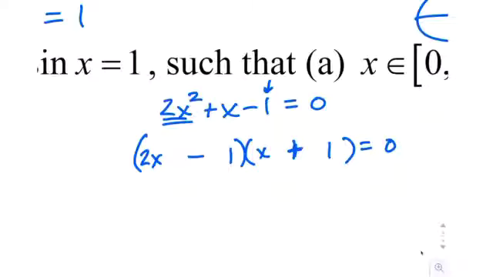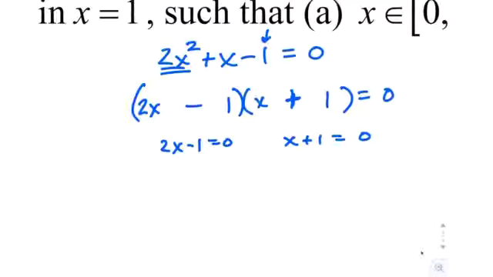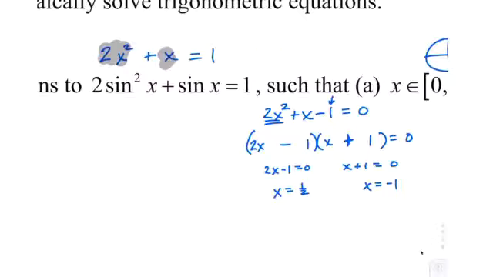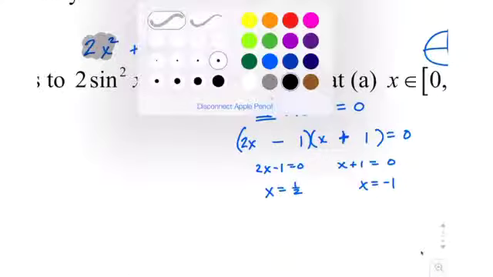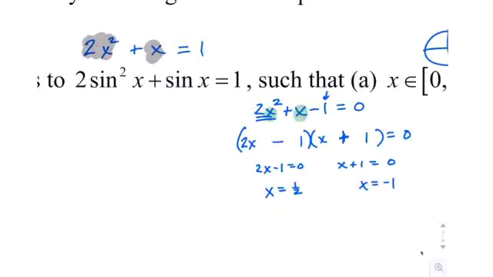Yes? And then from there, we would say 2x minus 1 equals 0, or x plus 1 equals 0, and then we would solve for x, right? We get x equals 1/2, or x equals negative 1. Well, guess what? We're going to do the exact same thing for something like this, except instead of x, guess what our x is going to be?